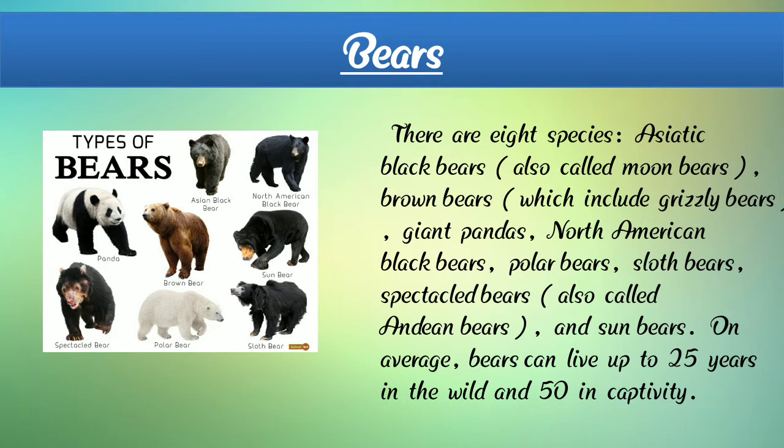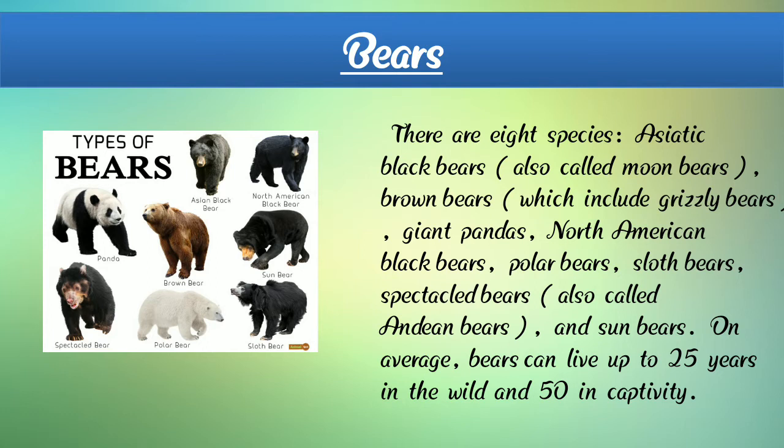Bears. So here we can see types of bears. These are Asian black bears, North American black bears, pandas, brown bears, sun bears, spectacled bears, polar bears, and sloth bears. So here we can find there are 8 species of bears, and here we can see different types of bears live in different places.